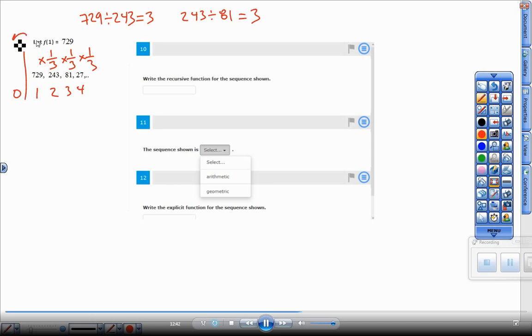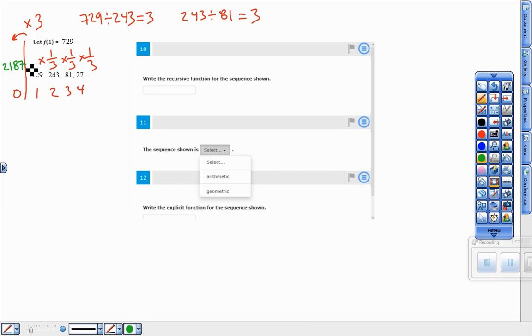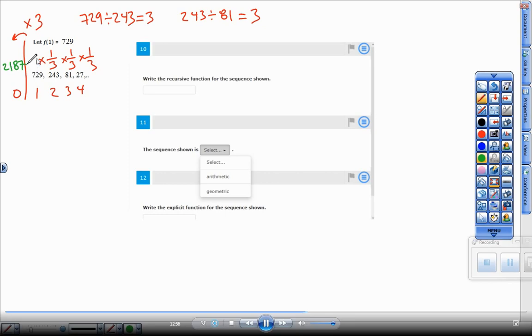Going backwards, multiplying by 3, the opposite. So 729 times 3 gives me a large number. That is 2,187. Of course, that divided by 3 is 729, so that makes sense. The recursive pattern, always f of x equals f of x minus 1, but instead of adding a number, I write times 1/3. Because I'm multiplying, this is geometric.